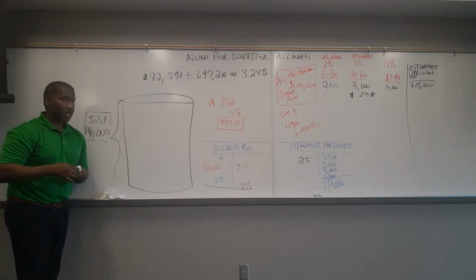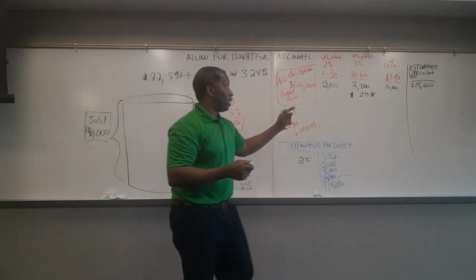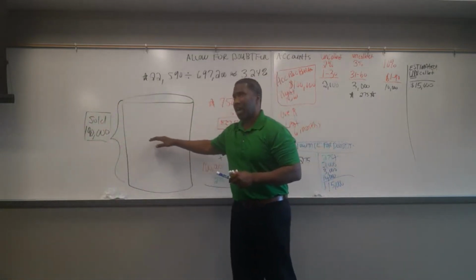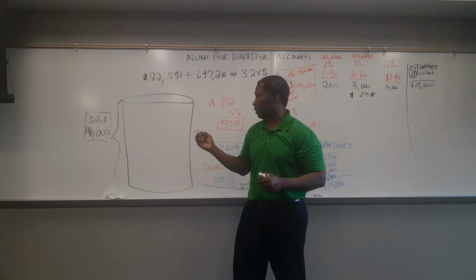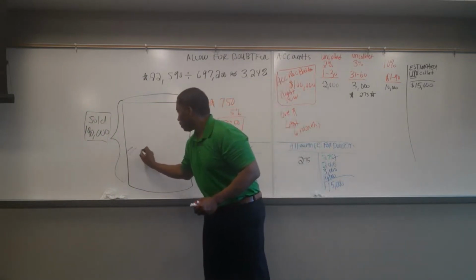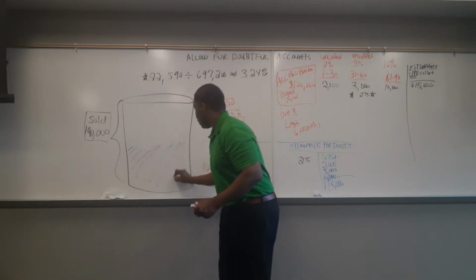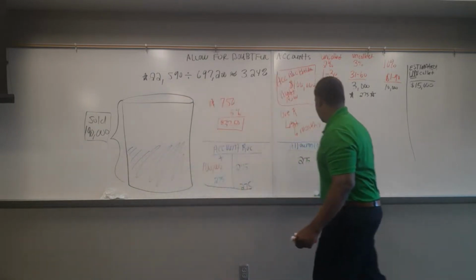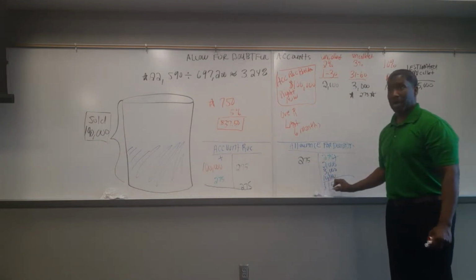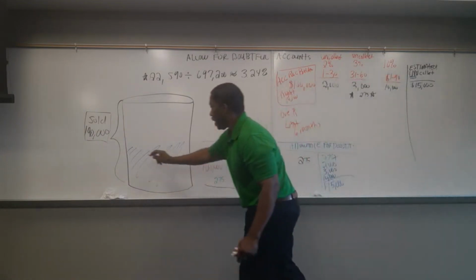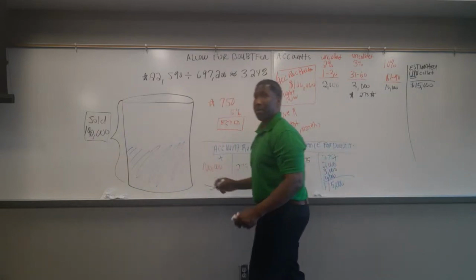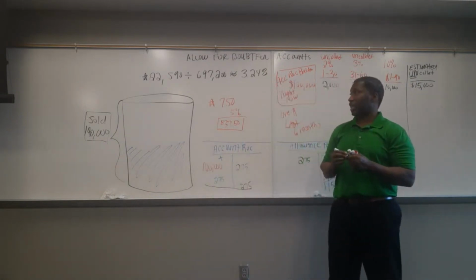Now, how much do I expect not to collect? Keep in mind, I know that this is halfway, but in order to emphasize this, I need to give a little bit more room. This is the $15,000 that I am not going to be able to collect. That's this amount right here, okay? This is the $15,000, so this is what I will not be able to collect. That's my allowance for doubtful accounts, okay?